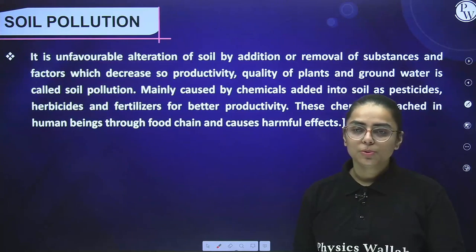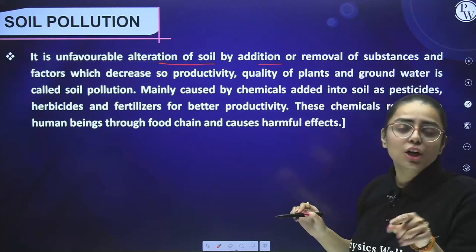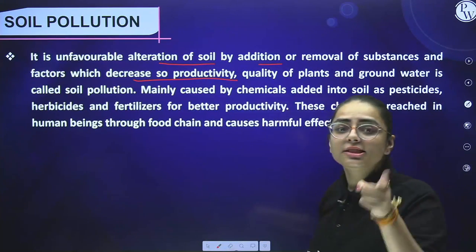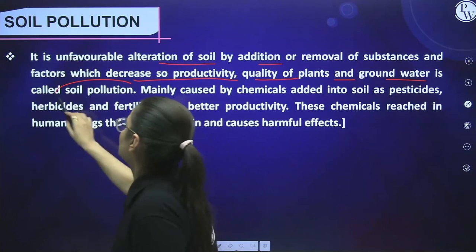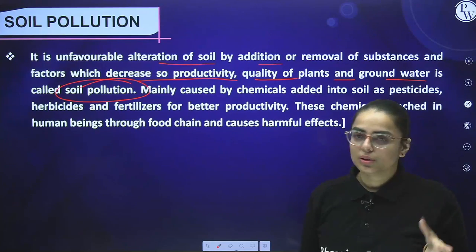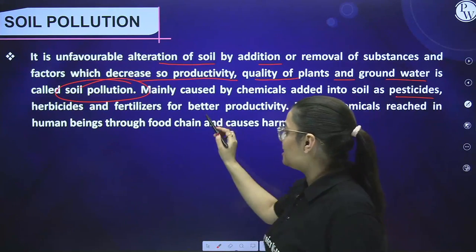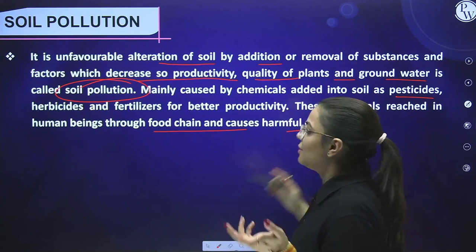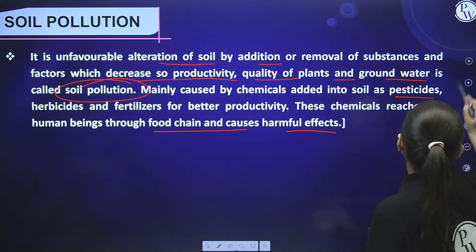If I talk about soil pollution, it is the unfavorable alteration of soil by addition or removal of substances and factors which decrease its productivity, its quality, both of plants and groundwater. Basically, the quality of the soil getting affected is soil pollution, mainly caused by chemicals added into the soil, for example, pesticides, herbicides, fertilizers for better productivity. These chemicals reach human beings through food chains and cause harmful effects, because if we intake that food, then we have a lot of problems due to that.